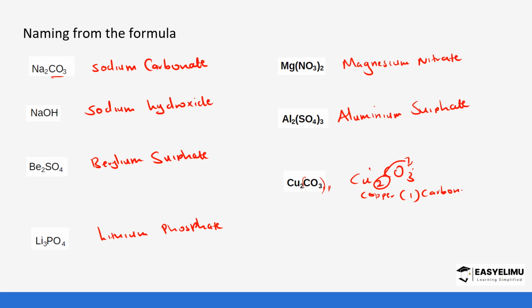There was a 1 here initially. And this becomes lead 4. You can see the 4, this 4 comes from lead, and then the 1 here comes from the nitrate. So it becomes lead 4 nitrate.